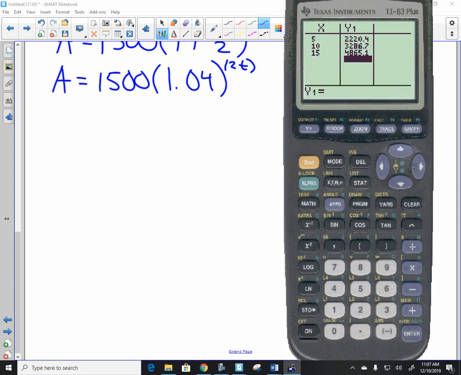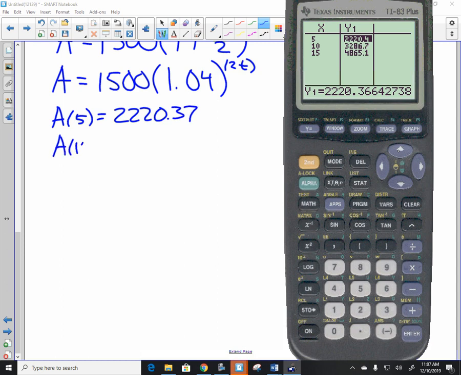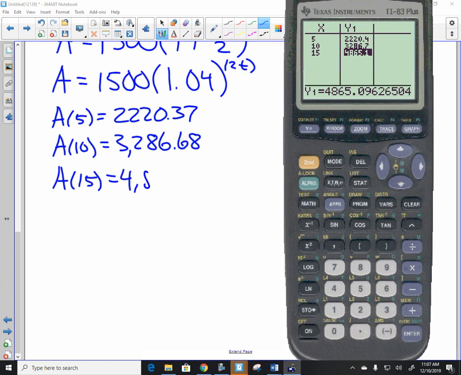So I write a function, I use my calculator to evaluate it. That means that the amount after 5 years is equal to $2,220.37. If you look at here, it says 0.4, but if you highlight it, you can see below it's 37 cents. The amount after 10 years is $3,286.68. And then the amount after 15 years is $4,865.10.